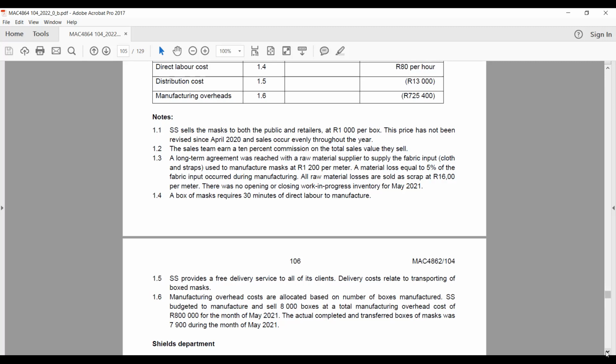SS provides a free delivery service to all of its clients. Delivery cost relates to transporting of boxed masks. Manufacturing overhead costs are allocated based on number of boxes manufactured. SS budgeted to manufacture and sell 8,000 boxes at a total manufacturing overhead cost of 800,000 Rand for the month of May 2021. The actual completed and transferred masks was 7,900 during the month of May 2021.